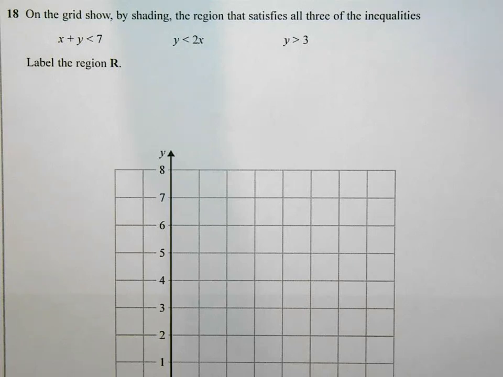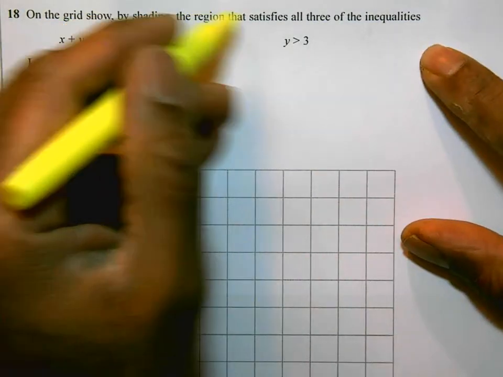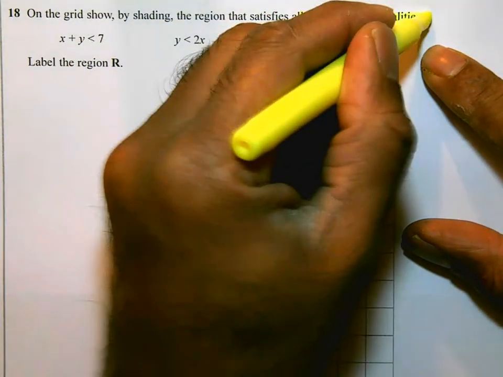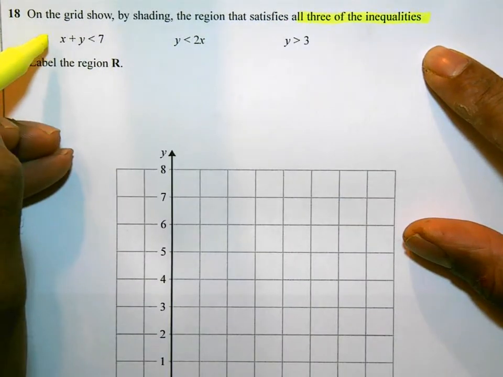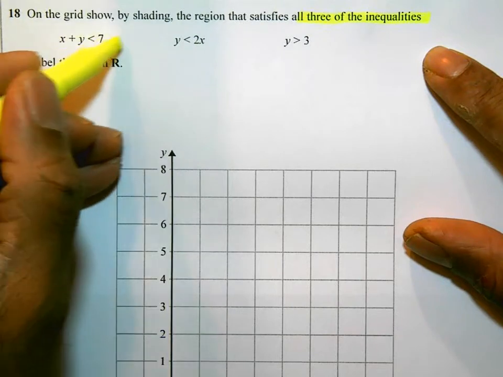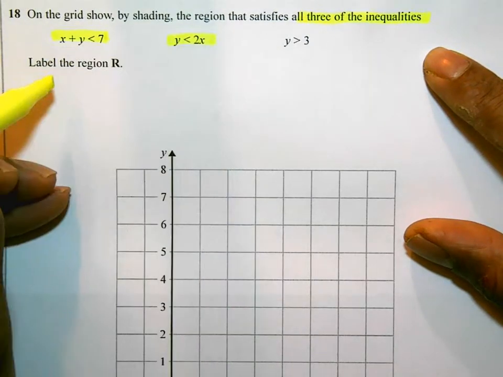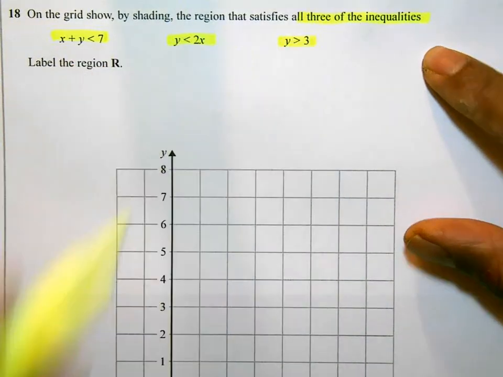This is question number 18 on the June 2015 non-calculator paper. The question starts off by saying, on the grid, show by shading the region that satisfies all three inequalities. So we need to shade the region that satisfies each of these inequalities. x + y < 7, y < 2x, and y > 3.